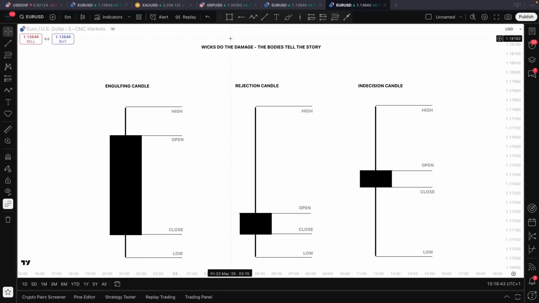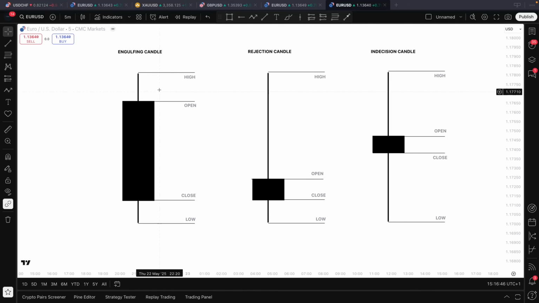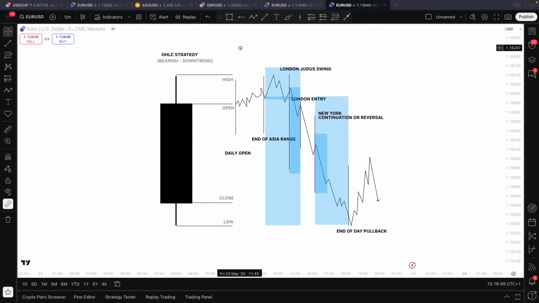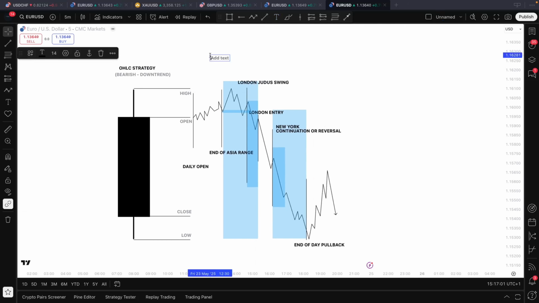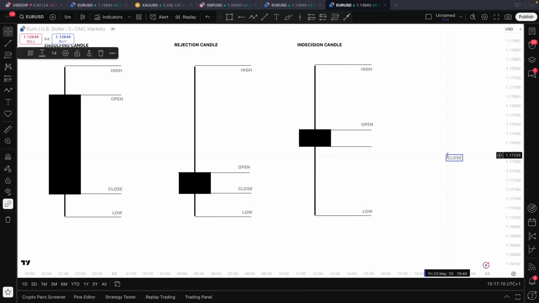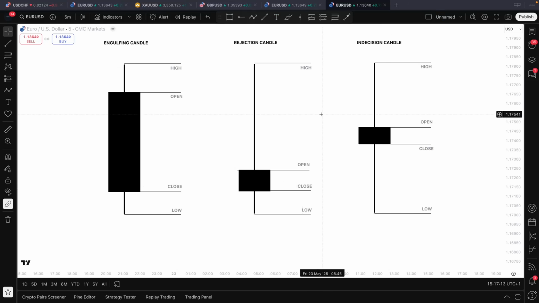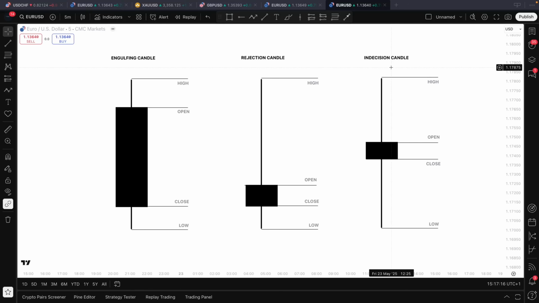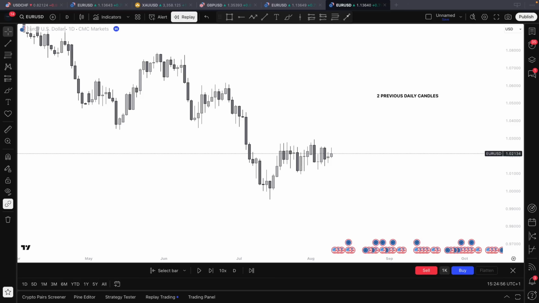If the wicks do the damage, it is essentially the manipulation. Just like over here, for example, where we talked about the engulfing candle moving to the downside, London Judas swing has done the damage. It's manipulated the accumulation at the start of the day, and then we had the distribution a bit later on. So if we really had to break this down, we've got accumulation over here, we've got manipulation, and then finally we have distribution. Exactly the same thing can be said in every other scenario as well. In times where we do have indecision candles, yes, it's a bit unclear. The main ones you really want to stick to are these engulfing candles and rejection candles. Okay, so now we know the exact 3 types of candles that we're generally looking for.